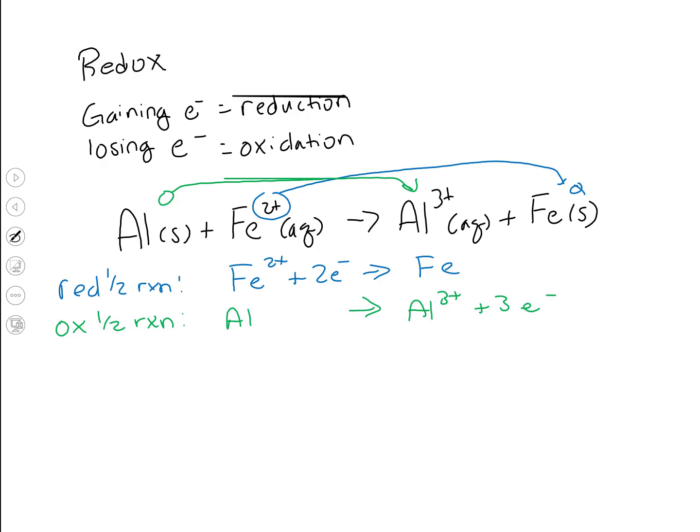So what could we multiply this first reaction by and the second reaction by to get them balanced? 3 and 2, good. Because of 2 electrons and 3 electrons, the least common multiple is 6. So I multiply the first equation by 3 and the second equation by 2. Go ahead and rewrite them, distributing the 3 and the 2.